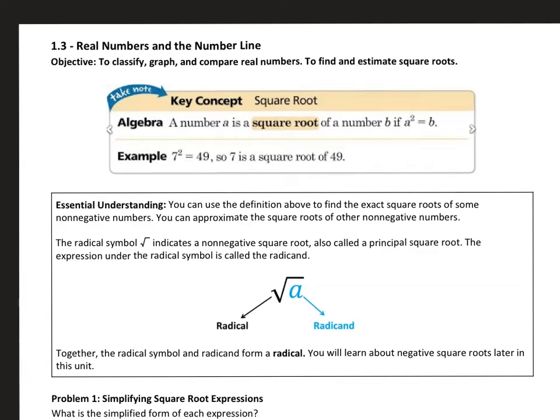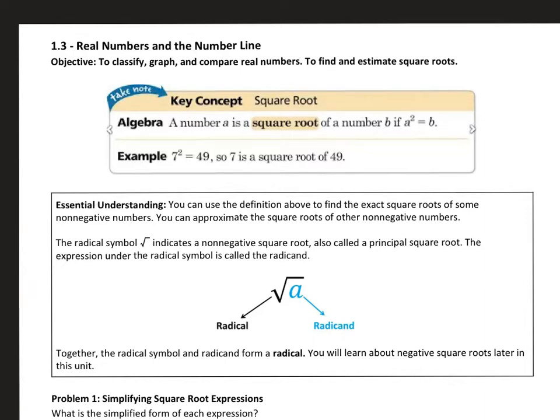Okay, so today for our lesson we're going to talk about real numbers and the number line. Our objective is to classify, graph, and compare real numbers, and to find and estimate square roots. A quick key concept here is the concept of a square root.